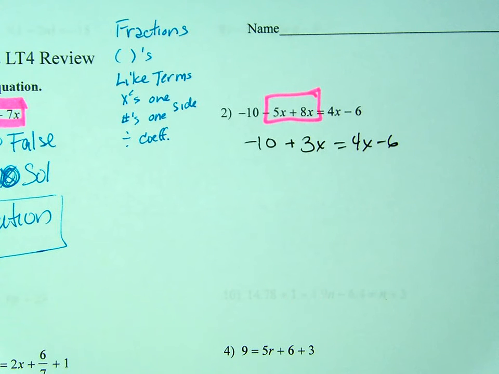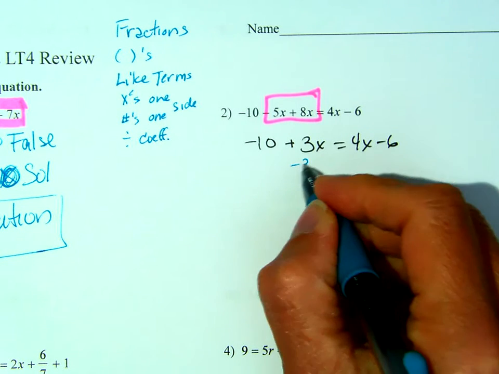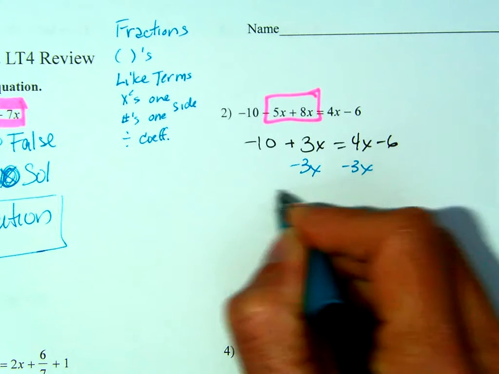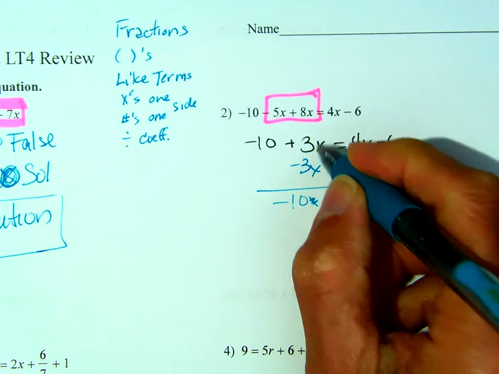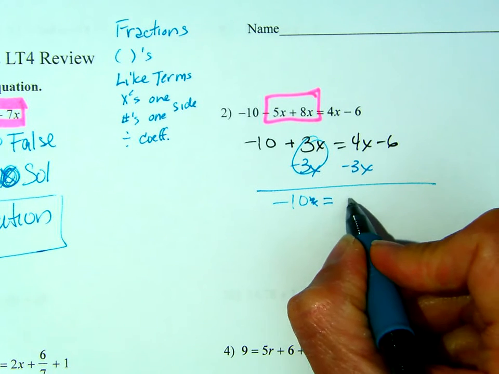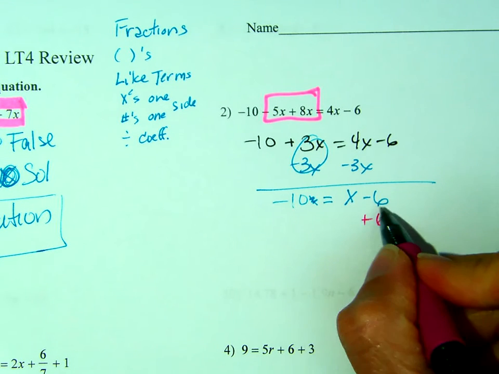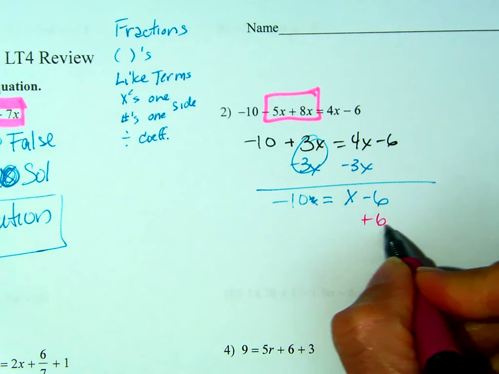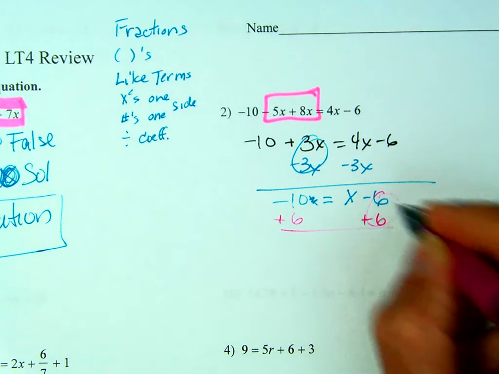Now, next step, get all the x's to one side. I always look and see which x is bigger. This one's bigger, so I'm going to subtract 3x from both sides. Okay, now I get negative 10, the x is canceled out, equals x minus 6. I've got all the x's on the right side, so my next job is to get all the numbers on the left side. So I'm going to add 6 because that said minus 6. In order to get rid of the minus 6, I need to add 6. And when I do that, that cancels out.